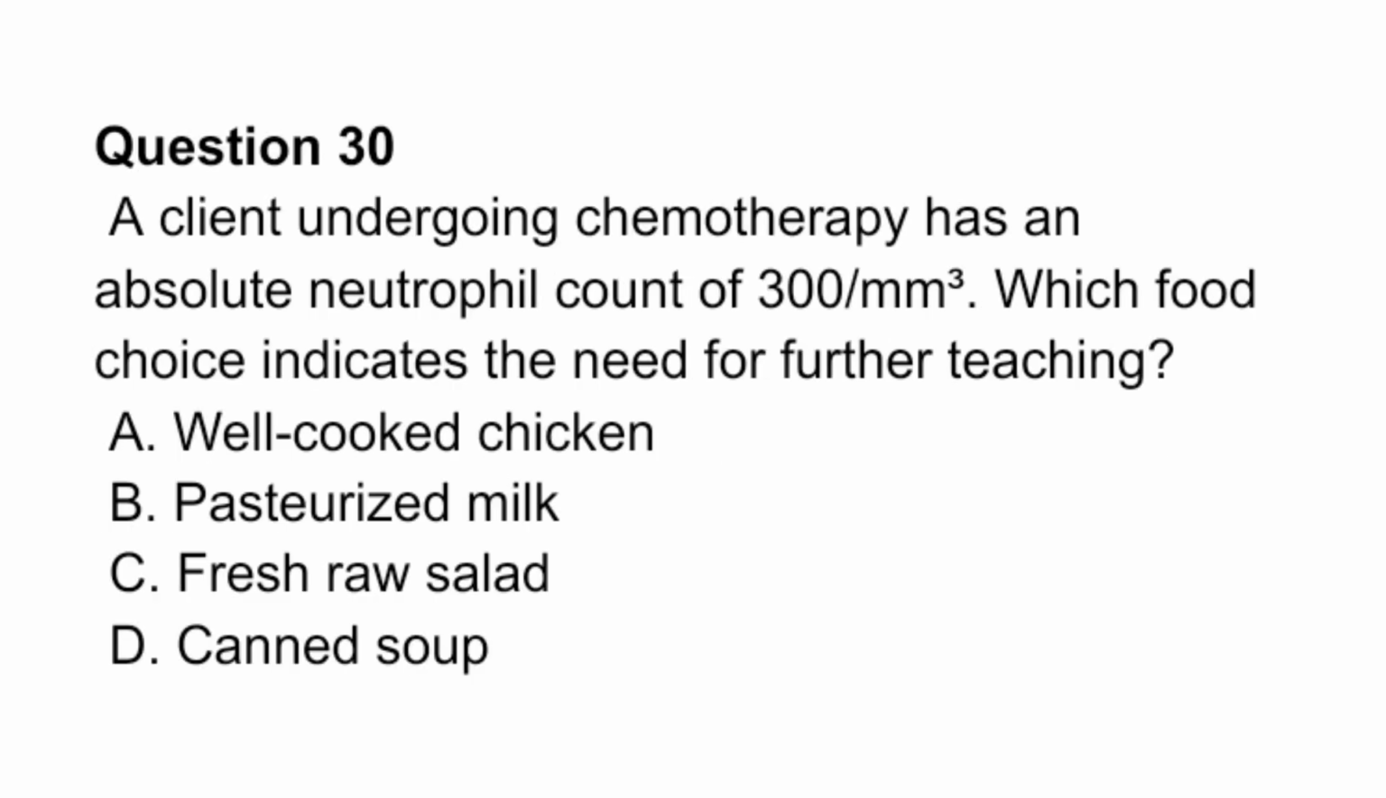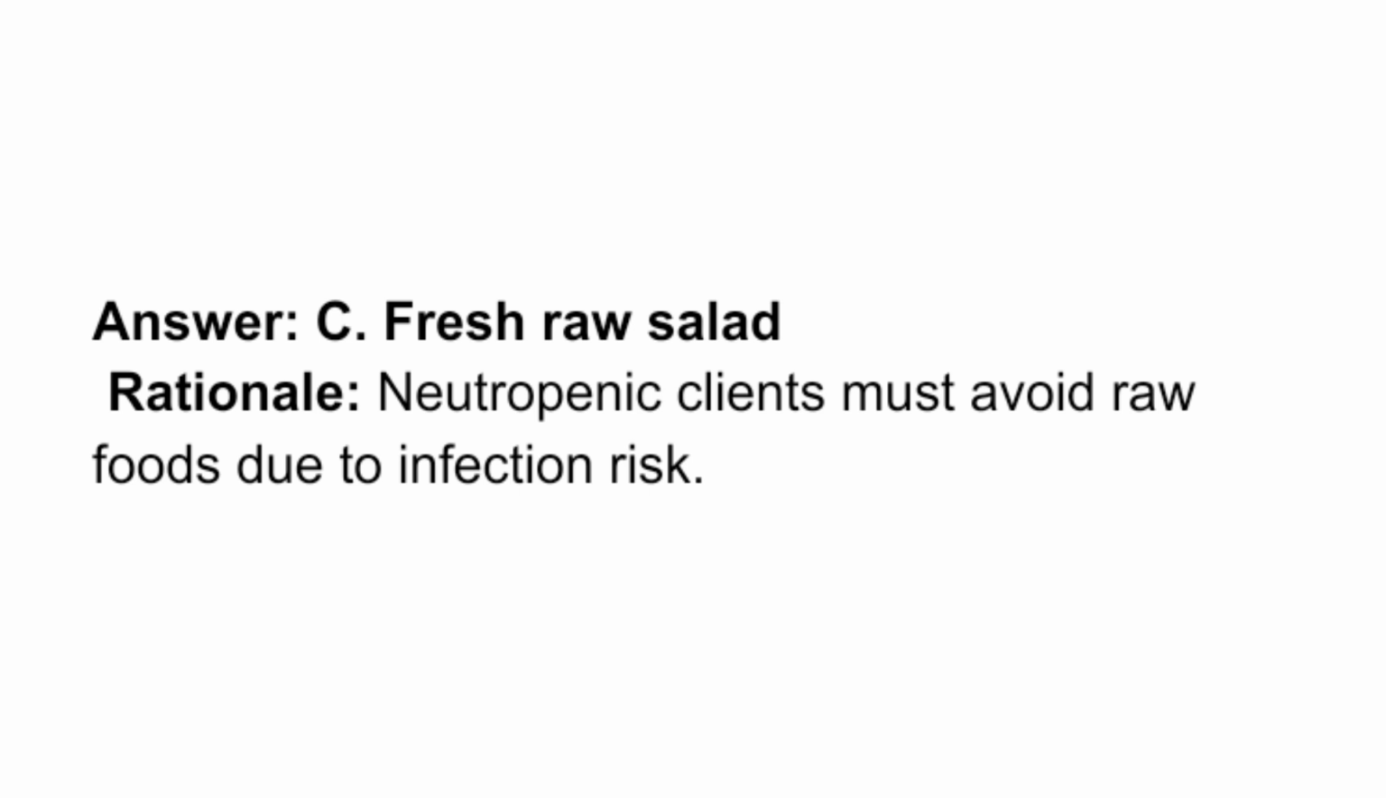Question 30. A client undergoing chemotherapy has an absolute neutrophil count of 300 per millimeter cubed. Which food choice indicates the need for further teaching? A. Well-cooked chicken. B. Pasteurized milk. C. Fresh raw salad. D. Canned soup. Answer: C. Fresh raw salad. Rationale: Neutropenic clients must avoid raw foods due to infection risk.